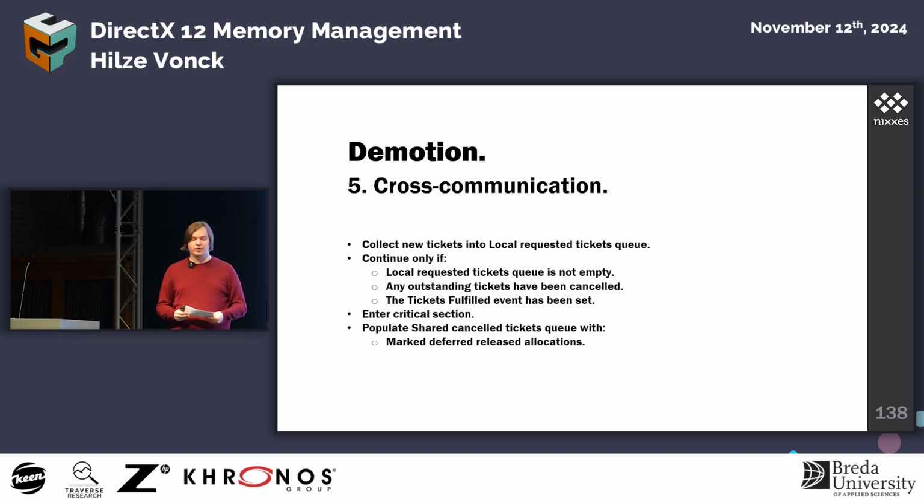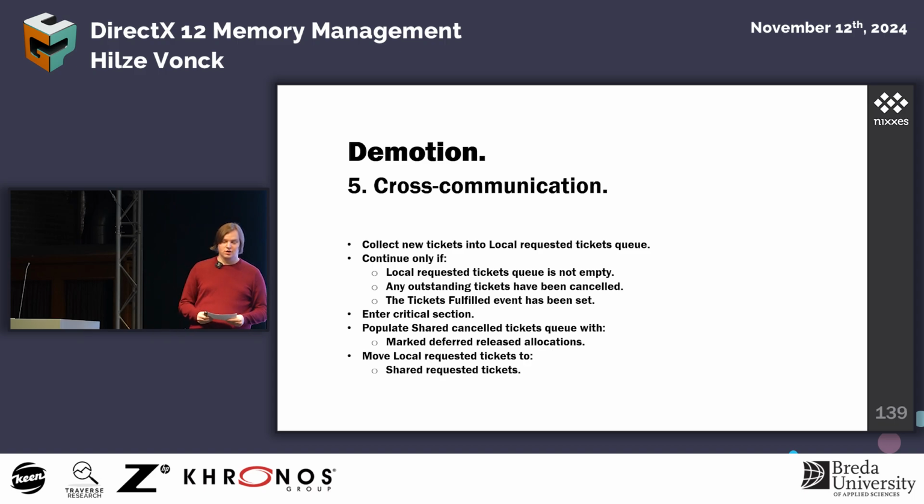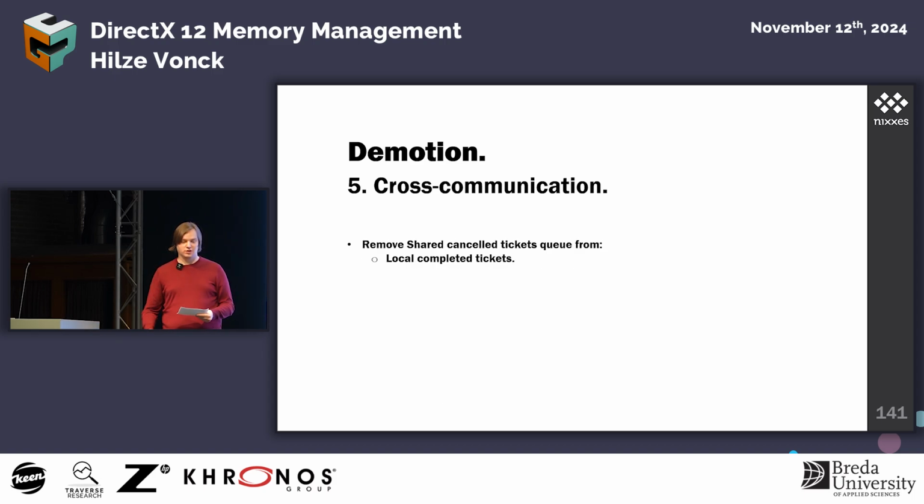Inside of here, we have to fill the canceled tickets queue with any resources that have recently been marked for deferred release that had any operations in progress. We move over our newly requested tickets, so the ones that we populated earlier, over to the shared requested tickets queue so that the worker thread can access these later. And of course, we've got to take the completed tickets so we can process them locally.